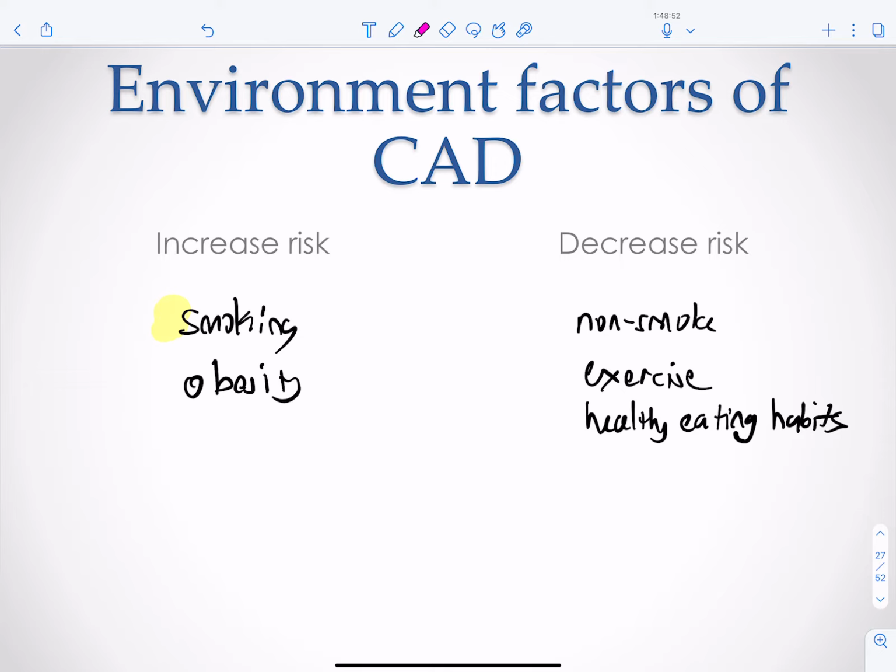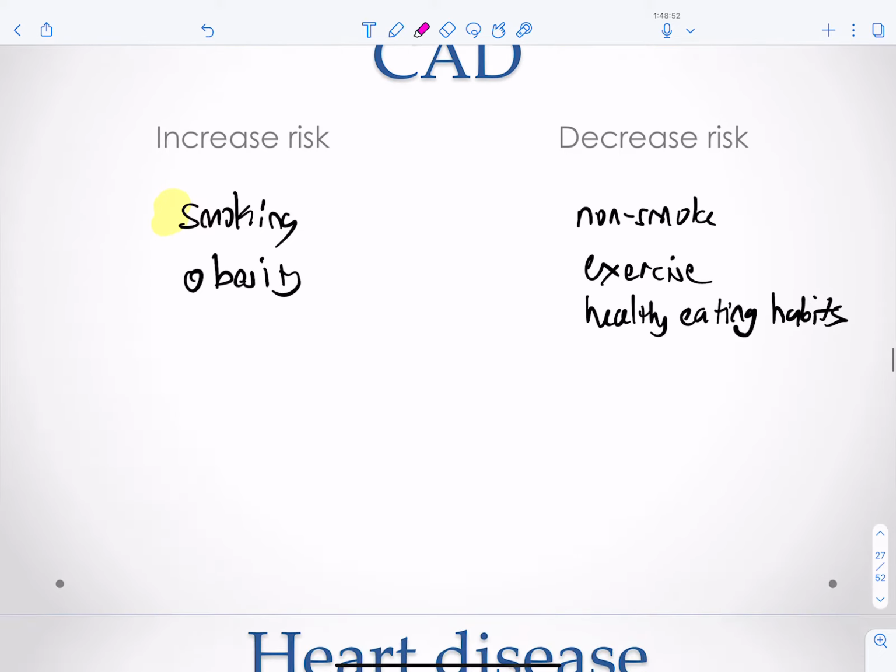Others are going to be environmental factors. So you're going to increase your risk if you have obesity, because that makes sense because you have more fat. So if you have any of these risk factors, loss of function of any of those genes I talked about, and an increase of taking in fat and making fat, then you're going to increase your risk for coronary artery disease. Decreased risk are going to be exercising, healthy eating habits, and not smoking.